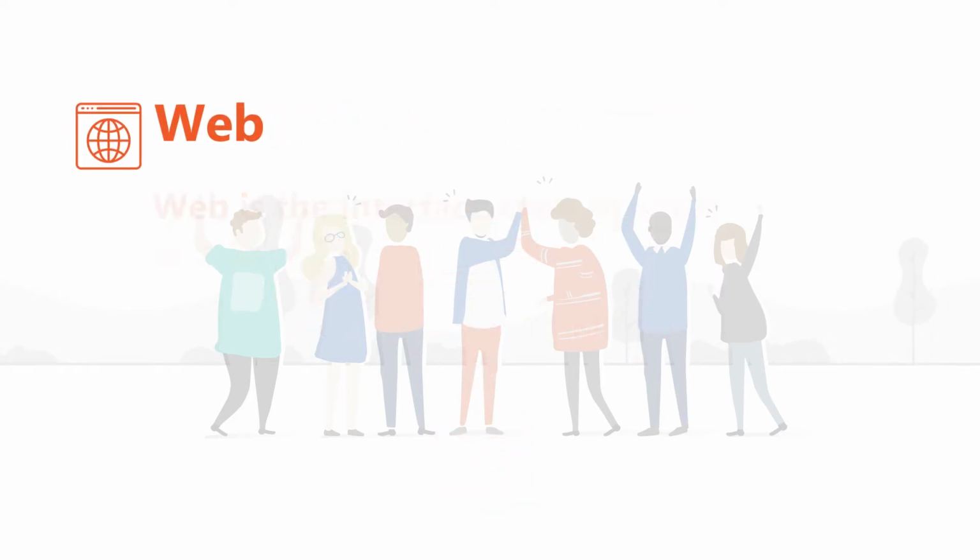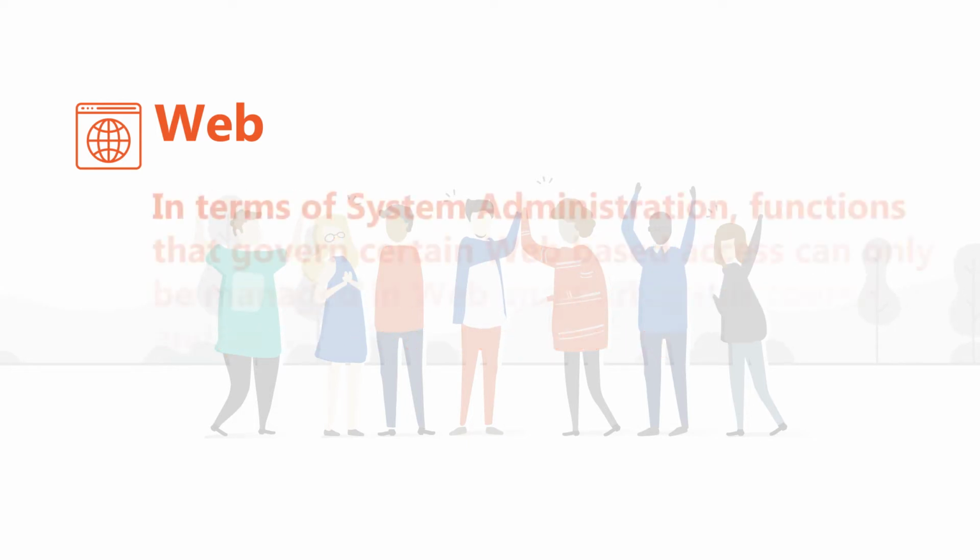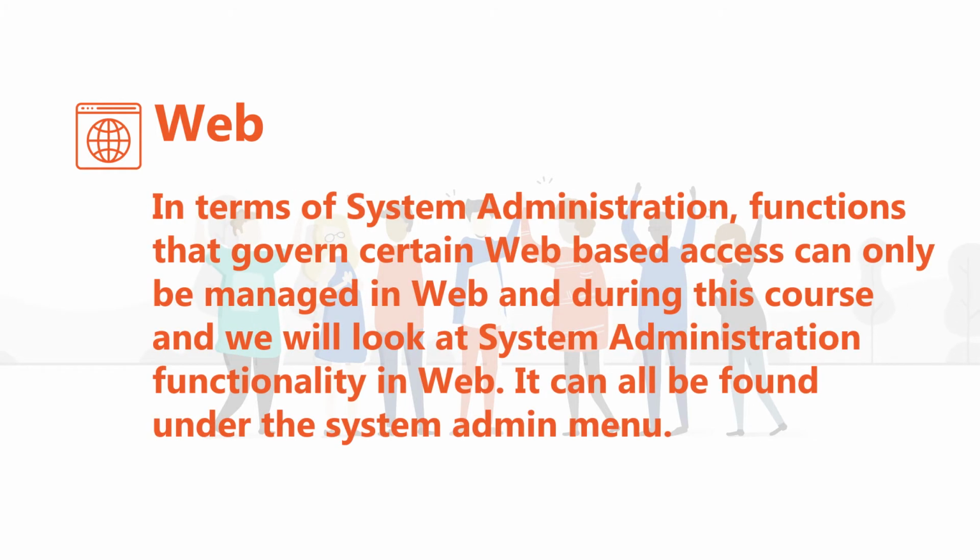Business World Web is the interface used by most Business World end users. However, not all functionality is available in web, and for that reason, many users do still use desktop. In terms of system administration, functions that govern certain web access can only be managed in web, and during this course we will look at system administration functionality in web. It can be found under the System Admin menu.